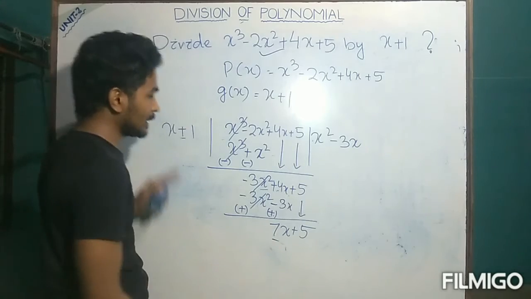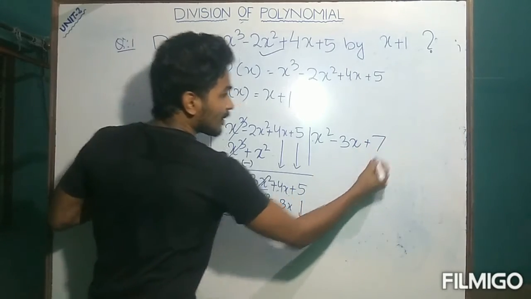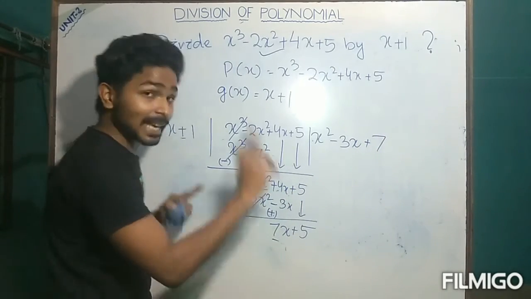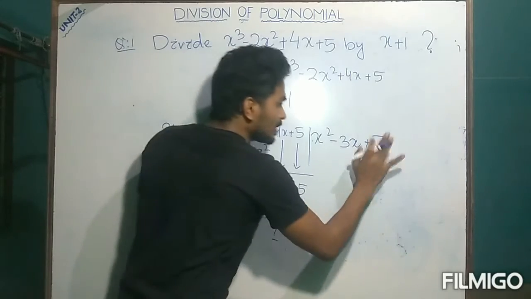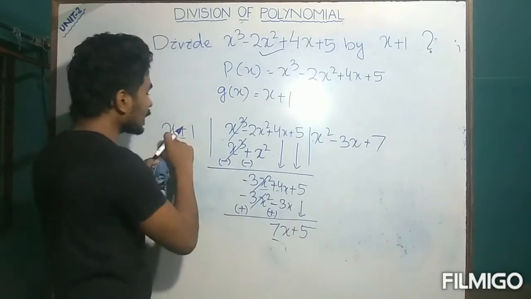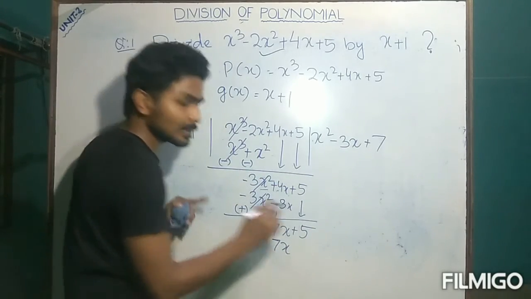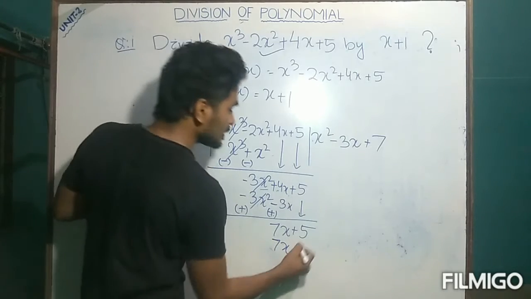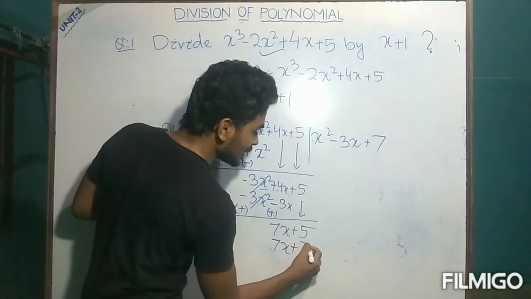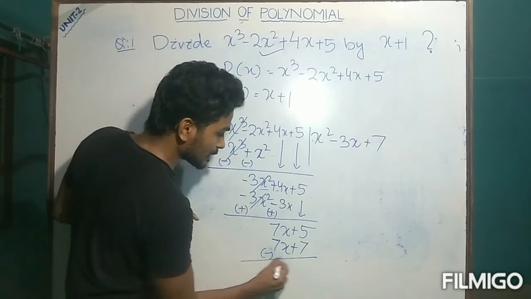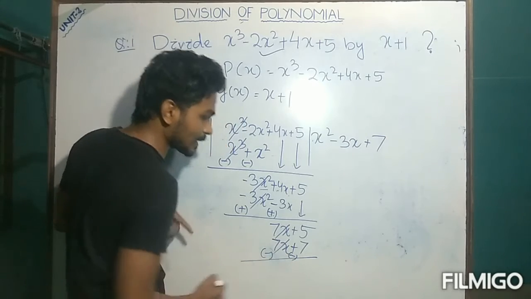So we need 7 here. So what should be multiplied? We need only single x here. So only we have to multiply 7 here. Because 7 into x is 7x. Okay. Then plus plus plus. 1 into 7 is 7. So change the sign. These two will cancel out.